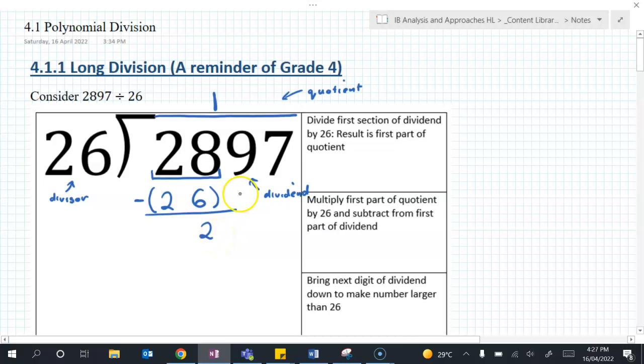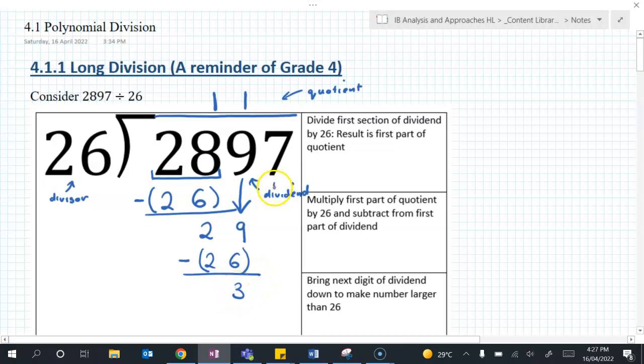And then I bring down the next part of my dividend, which is the 9, and I think about 29 divided by 26. Now that also goes once, so I put a 1 up there as well. And I then take that 1 and I multiply it by 26, and I subtract it this time from the 29. And if I do that, I get 3.